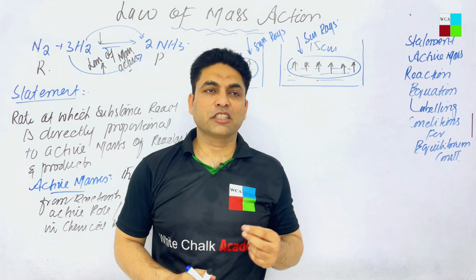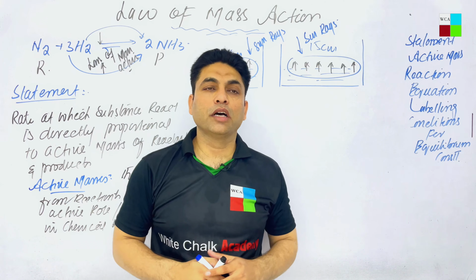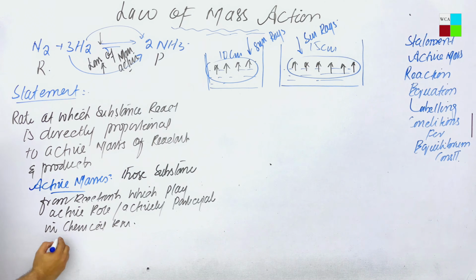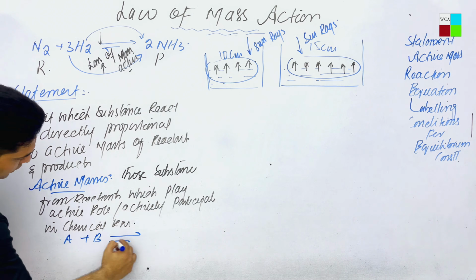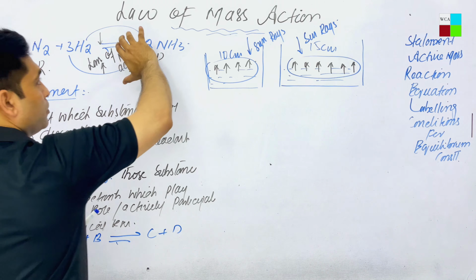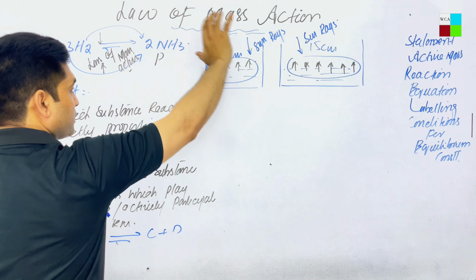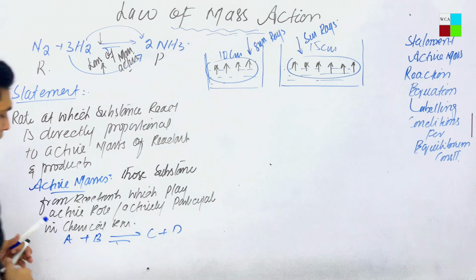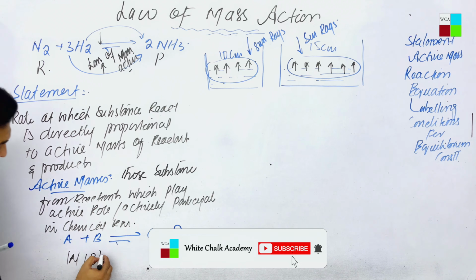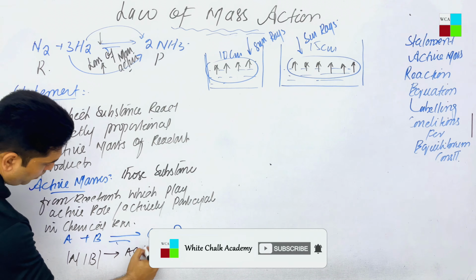Now we show the active masses with a square bracket. For example, we have a reaction A plus B gives C plus D. It is a reversible reaction. You should keep in mind that the law of mass action applies to reversible reactions. Here, if we show A and B in square brackets, it means active masses.